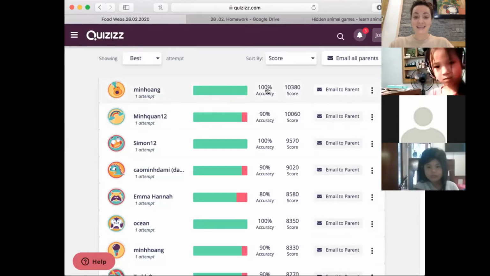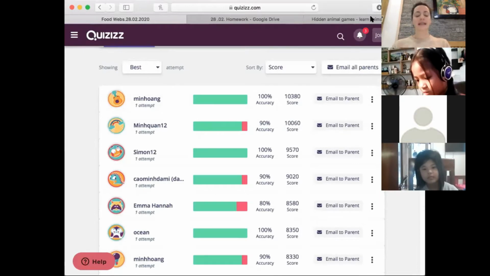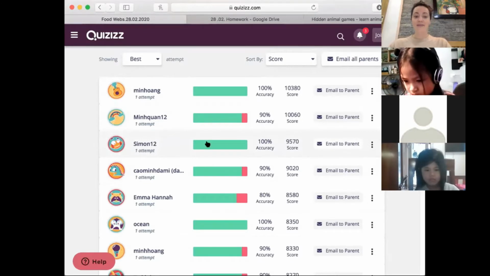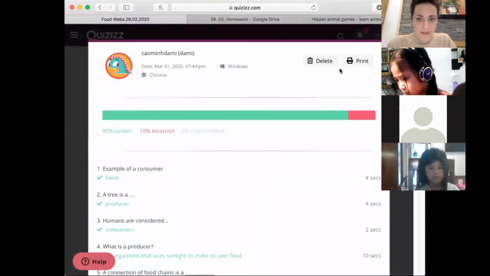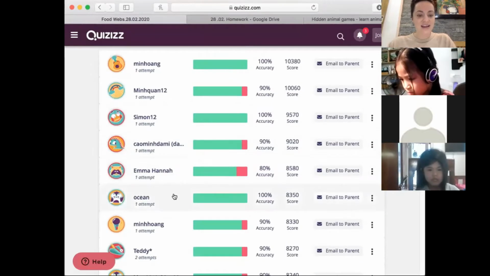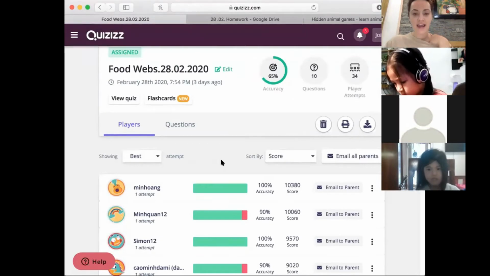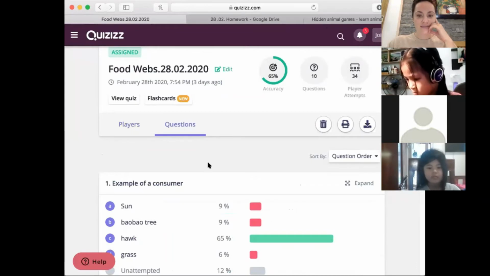Min Huang, this is Min Huang's second time getting first place on the homework. Great job, Min Huang. Absolutely amazing. So good job also to Ming Quan, to Simon. Very good, Simon. I think this is probably Dami. Yes, Dami, very good. Emma and Hannah, Ocean, nice. Teddy, very good job, guys. I am very impressed. Okay, let's go through the questions.